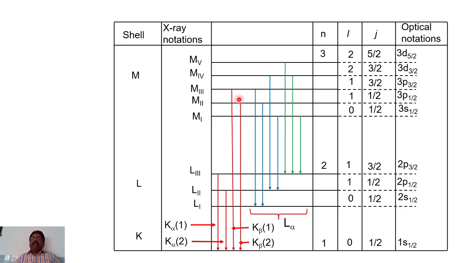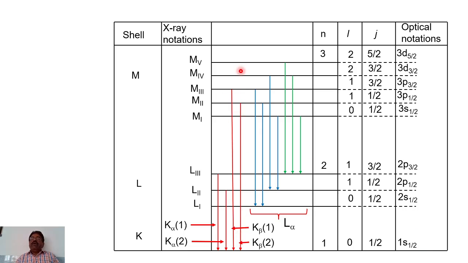So delta L is 1. And what about J? You can see here half, half, so delta J 0 is allowed. And here 3 by 2 and half, so delta J will be plus 1. That is also allowed. So these two transitions are allowed.